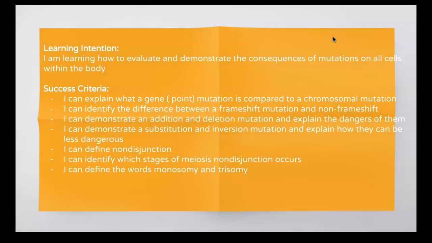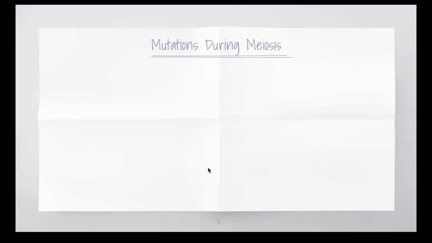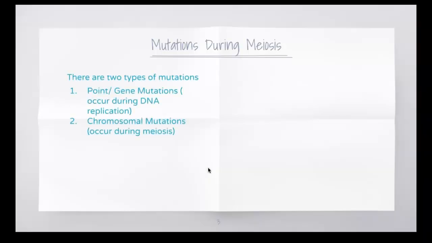Some of the things that we should be able to do at the end of the video is be able to recognize the different types of mutations, be able to look at nondisjunction, how nondisjunction occurs, and understand the difference between a monosomy and a trisomy. So we are going to talk specifically just about chromosomal mutations.